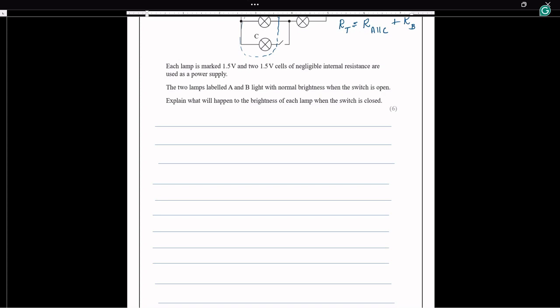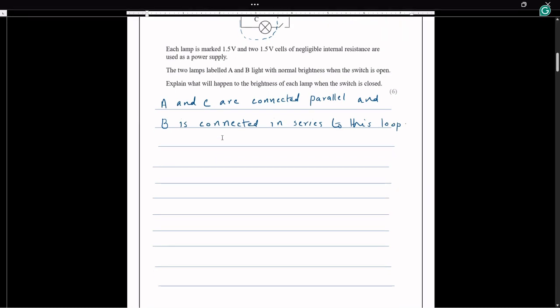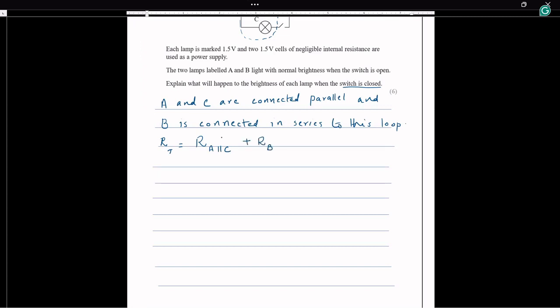Here in the loop, A and C are connected in parallel, and B is connected in series to this loop of A and C. So when we are writing the total resistance of the circuit when the switch S is closed, the total resistance of the circuit is the resistance of lamps A and C in parallel plus the resistance of bulb B. So this is the total resistance.